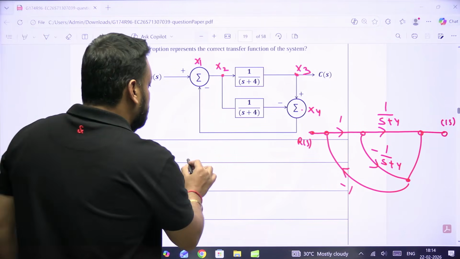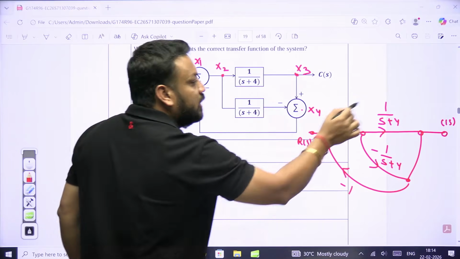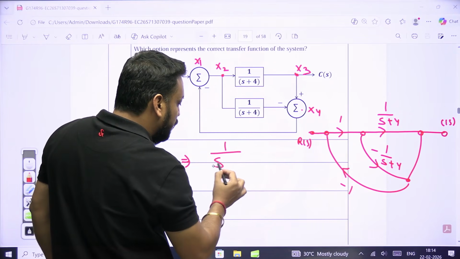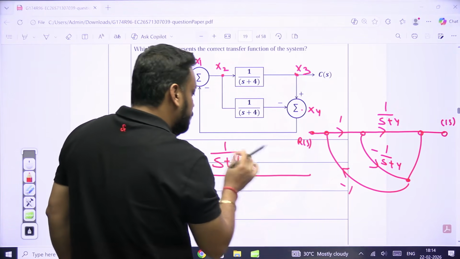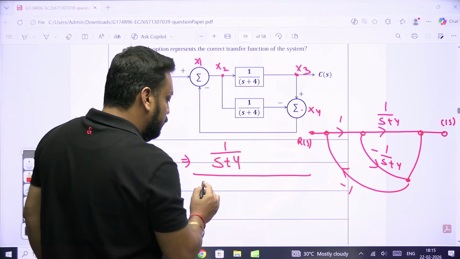Now students, can you tell me how many forward paths there are? We have only one forward path from R(s) to C(s), so we should write 1/(s+4) in the numerator. This is P1 delta 1 upon delta. So now we are complete with P1. Now delta 1 should come here, but before that, delta will come.